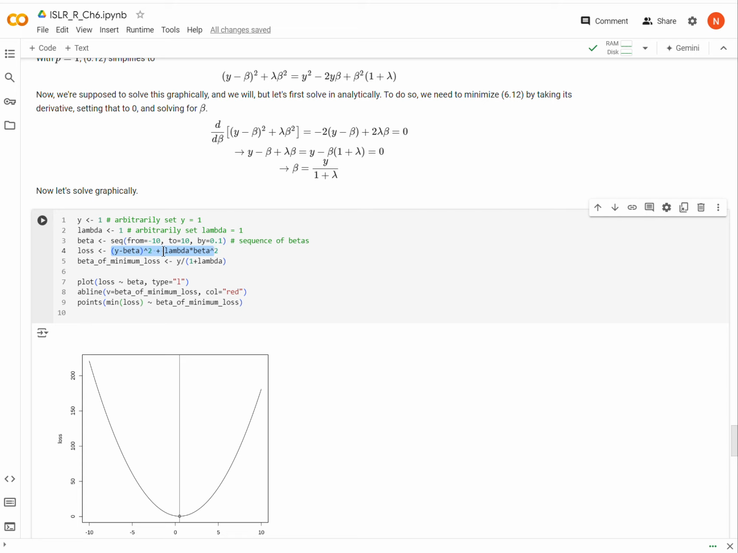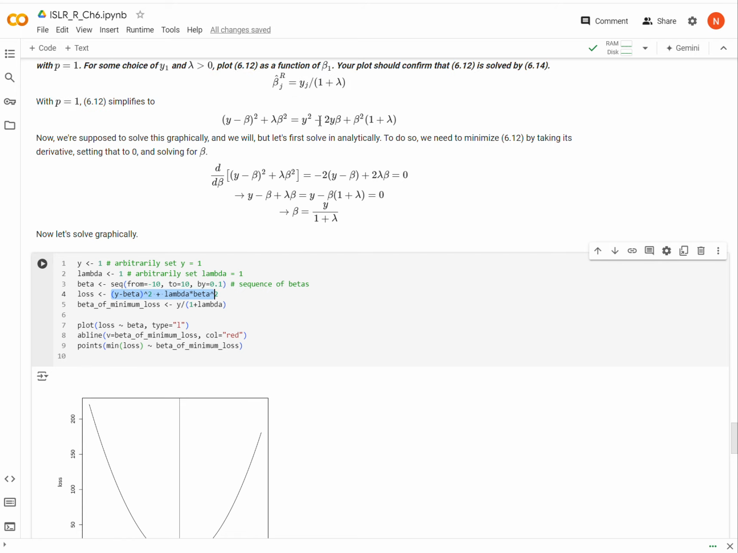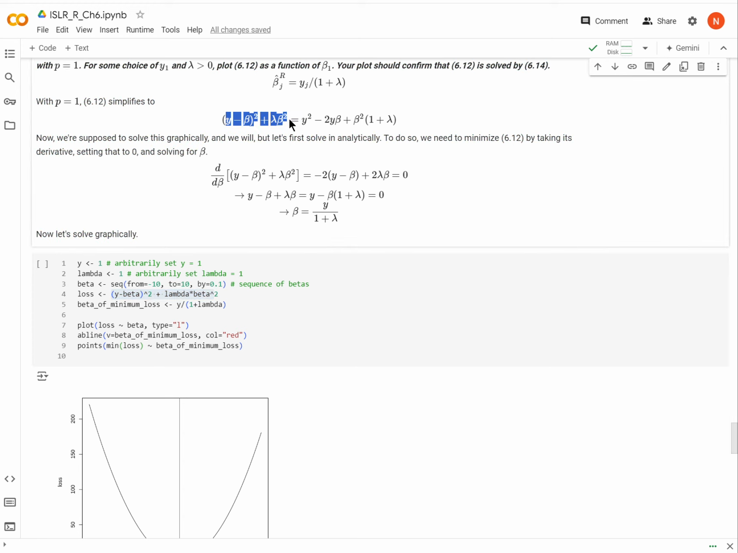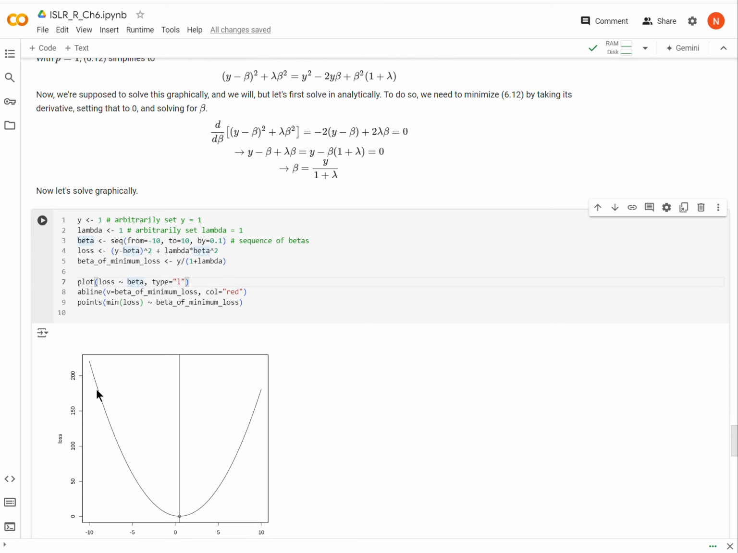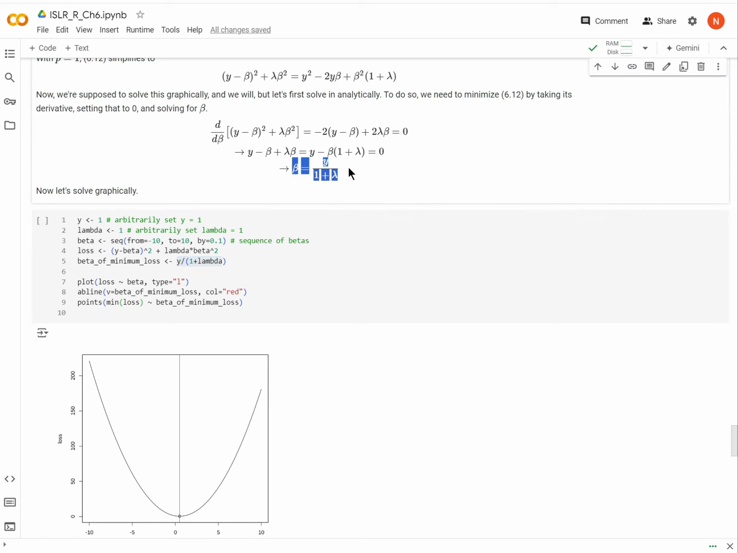That thing right there is, well, it's this. Now I'm going to plot the loss against all of the different betas, so I'll get the loss for each beta. So that's all of this. And now I'm going to put a red line at y over 1 plus lambda, which is what we solved for right there. So that red line represents our analytical solution. And then I'm putting a point at the minimum of the loss function, which is right there.